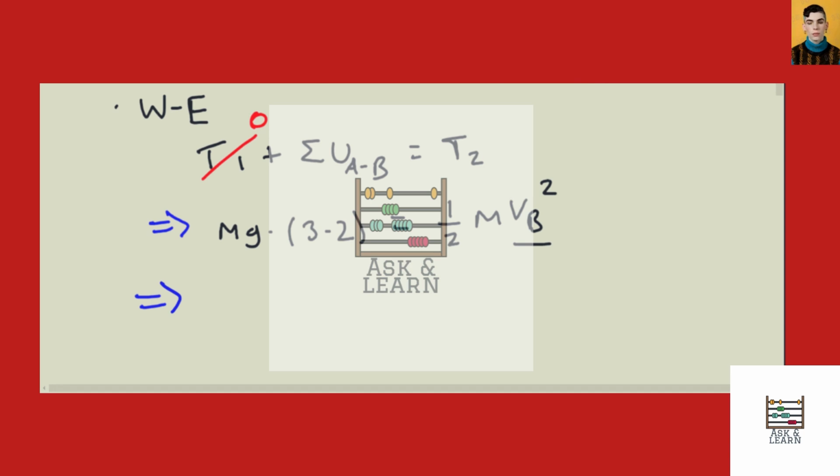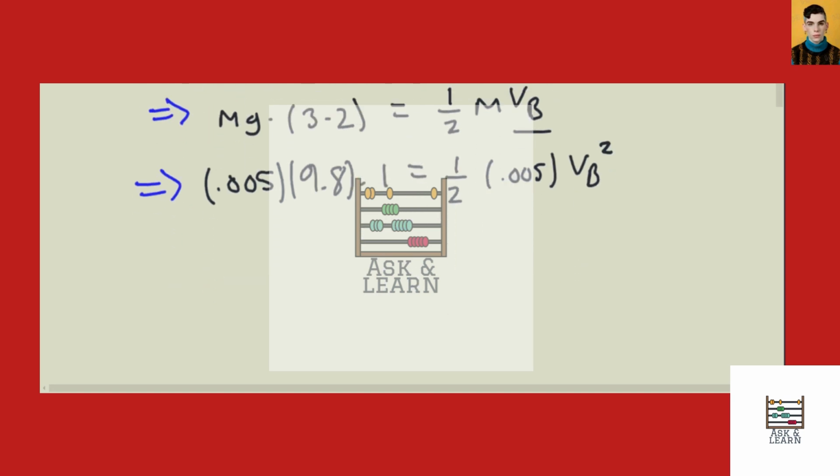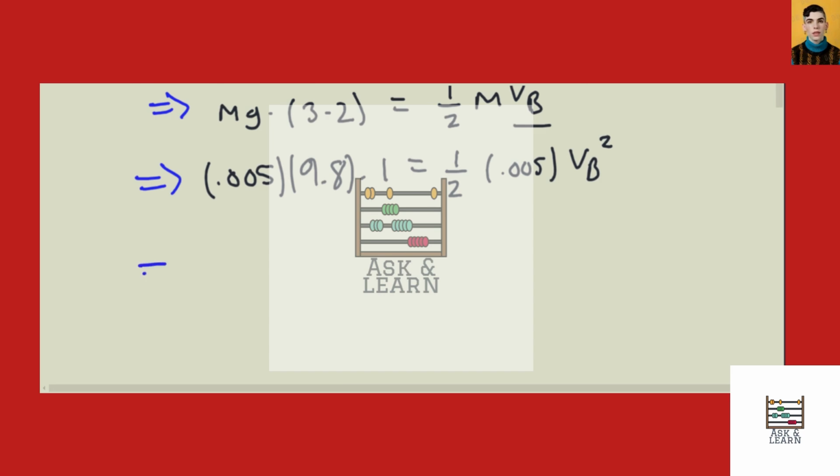So plug in your numbers. For the left side we have 0.005 times gravity 9.8 times 3 minus 2, which is just 1, and this is equal to 1/2 times mass, which is 0.005, times VB squared. So let's solve for VB. The left side we put into the calculator, and then 1/2 times 0.005, we put that into the calculator, and then divide this by the left side.